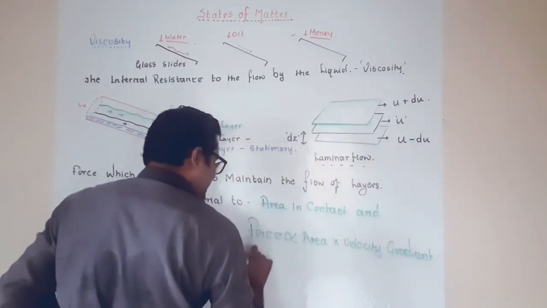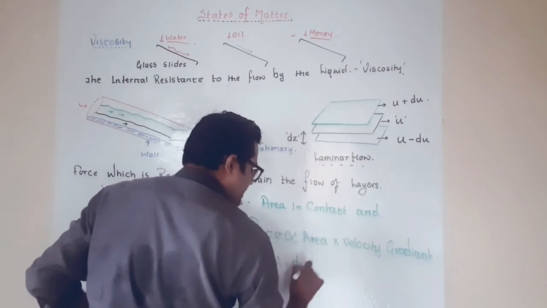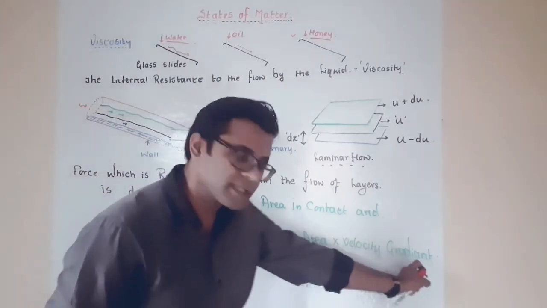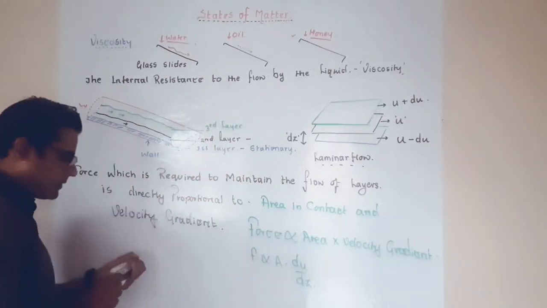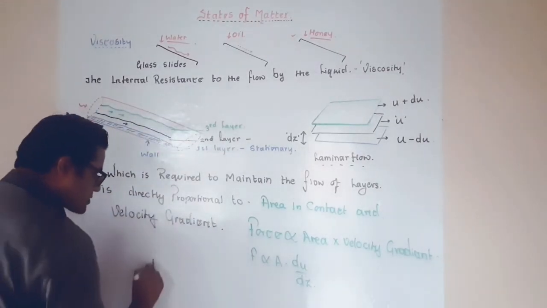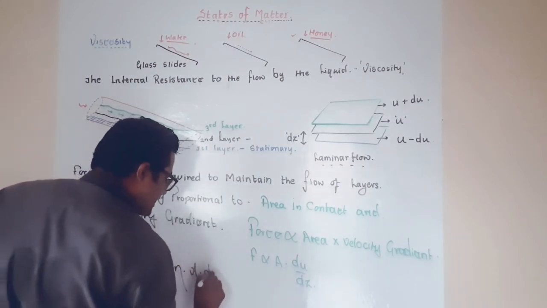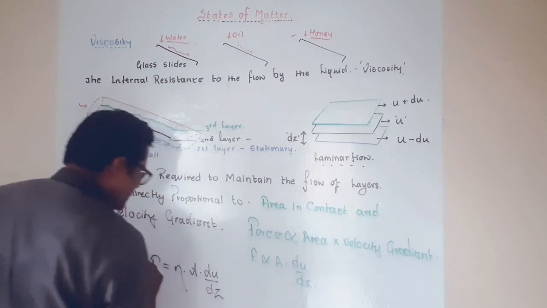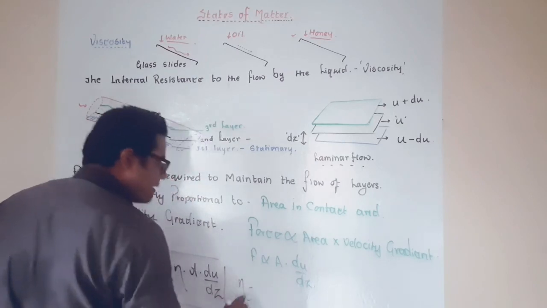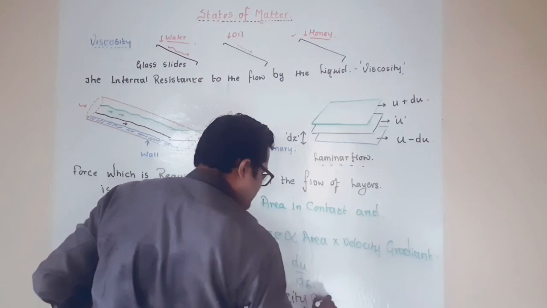So therefore, we can write it down as the force is directly proportional to the area into du by dz. So du by dz is nothing more than the velocity gradient. A, of course, is the area. Now, if we remove this proportionality, we are going to have force equal to eta into A into du by dz. So this eta over here is the viscosity coefficient.